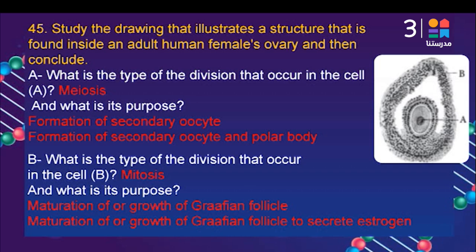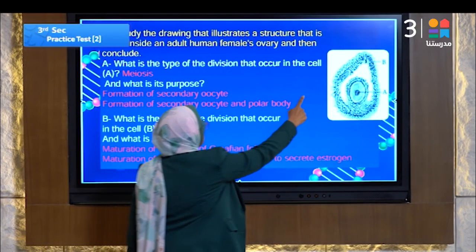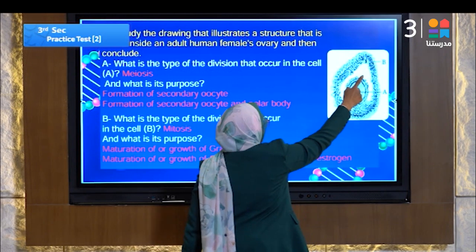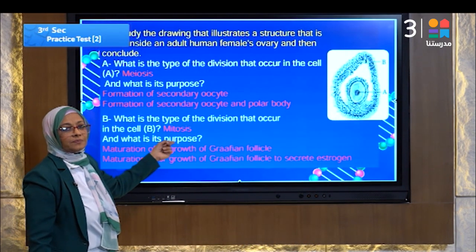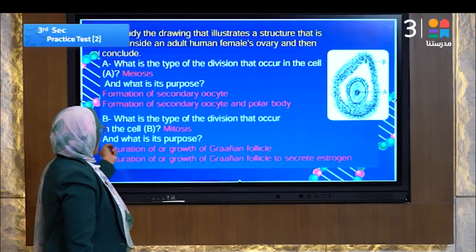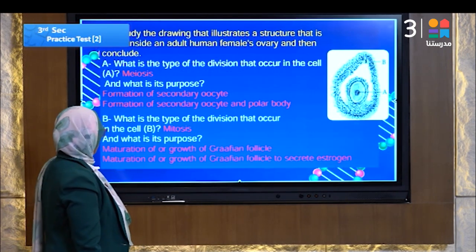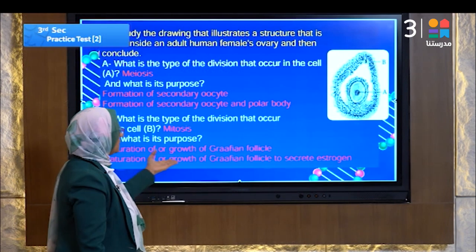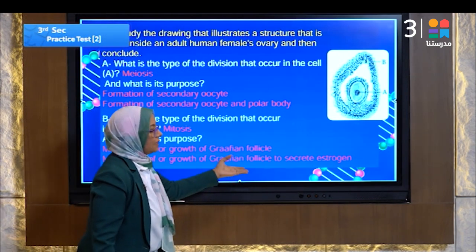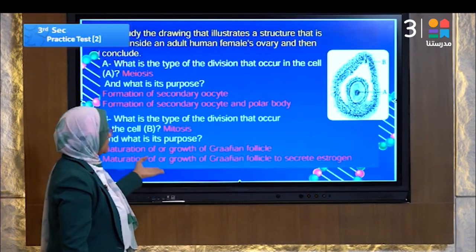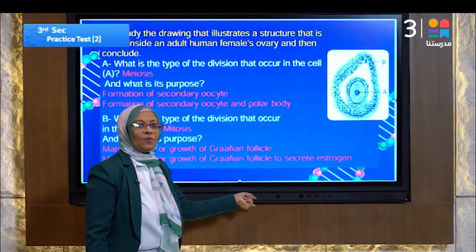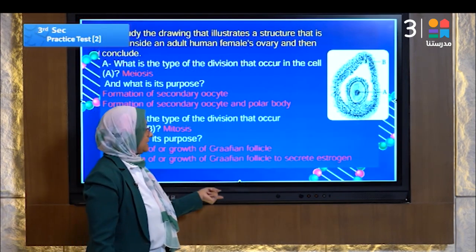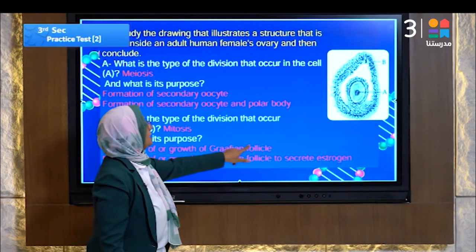B: what is the type of division that occurs in cell B? Many cells are found in the ovary. Many cells means production by mitosis. Its purpose is maturation and growth of Graafian follicles, which secrete hormones. The hormone here is estrogen. Let's go.